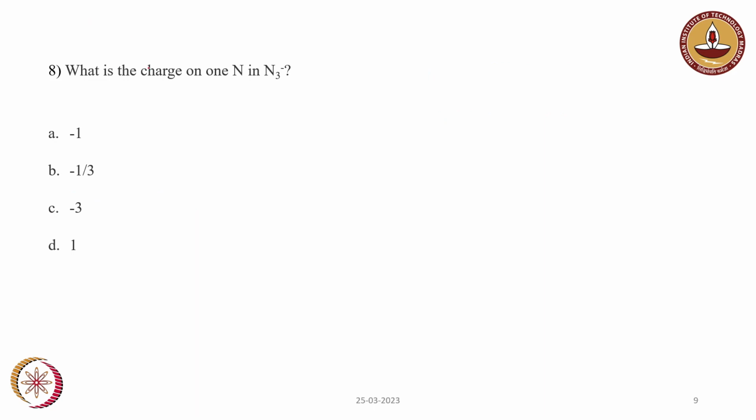Next question is, what is the charge on one nitrogen in N3 minus? So N3 minus is like this. For all three nitrogens, it's one negative charge. So for one nitrogen, it will be minus 1 by 3. So option B is the correct answer.